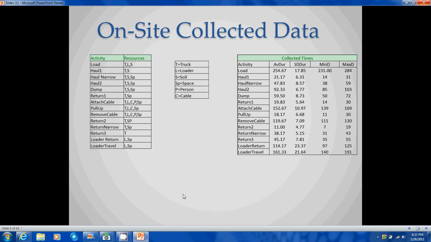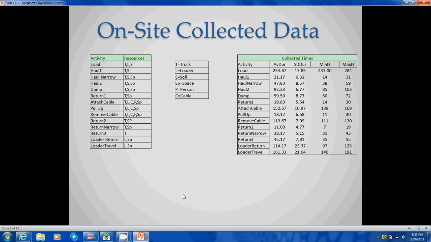The on-site data that was collected can be seen below. On the left, we have the activities and the resources associated with them. The resources that were used for the activities were a truck, a loader, soil, space, a person, and cable, and they are on the right side of each adjacent activity. On the right, we have the collected data times for each activity.